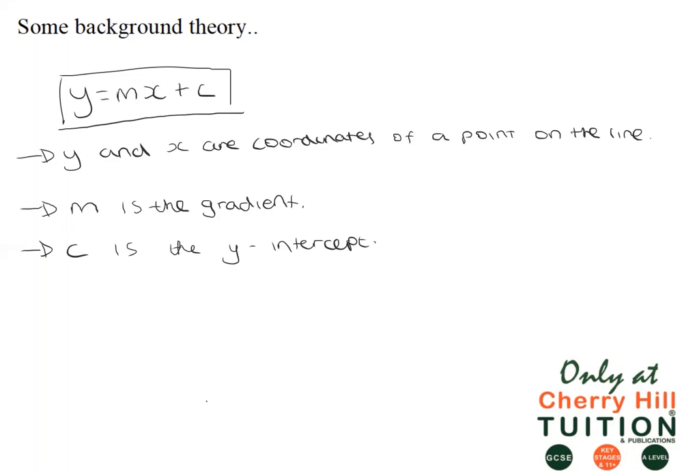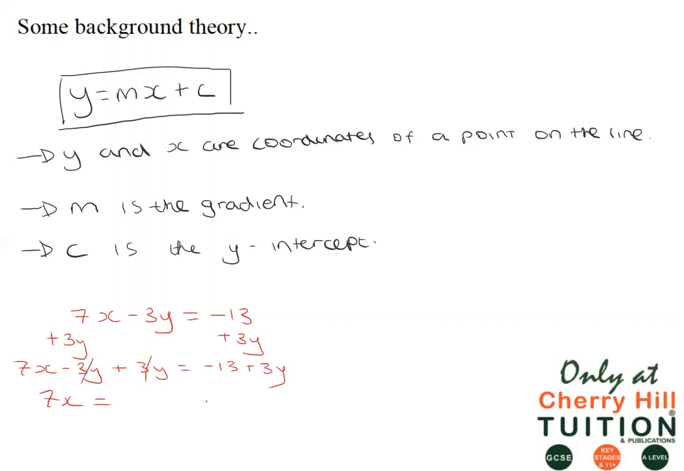But for example, let's say we have the equation 7x minus 3y is equal to minus 13. Looking at this, we cannot identify the gradient or the y-intercept. We need to make y the subject. So let's start by adding 3y to both sides. Now, the 3y's cancel out on the left-hand side, leaving us with 7x is equal to minus 13 plus 3y.